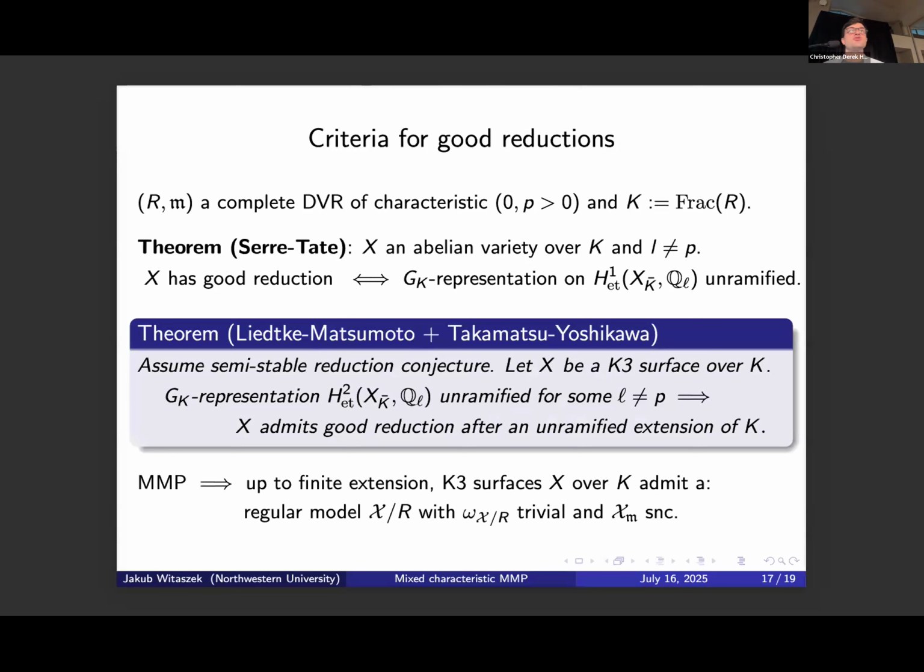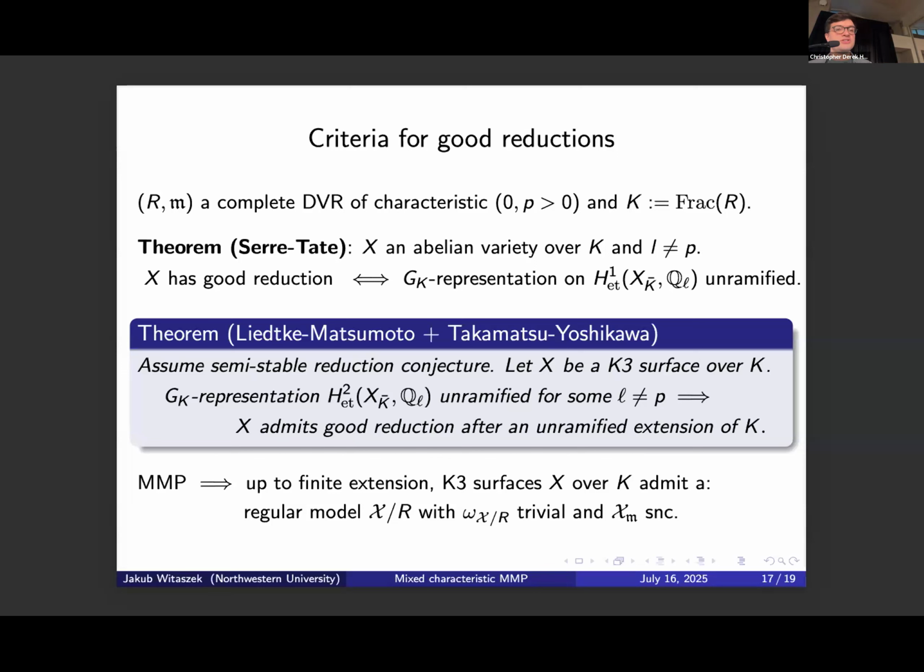This can be extended to other classes of varieties in the framework of Ogus-Shafarevich-type conjectures. Here, let me mention the work of Liedtke and Matsumoto, which was then extended to all characteristics through the MMP work of Takamatsu and Yoshikawa. So let's start with a K3 surface X, and let's assume this K3 surface X has a semi-stable model. So up to a finite extension of the base, we may assume that we have a simple normal crossing and reduced special fiber. Then if the Galois action on the second cohomology is unramified, X is going to admit a good reduction after maybe some unramified extension of K.